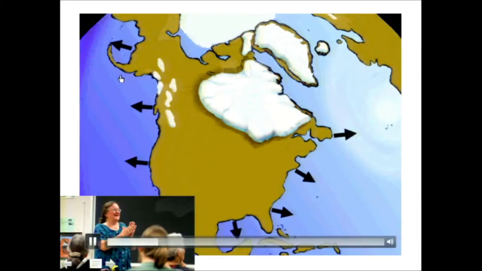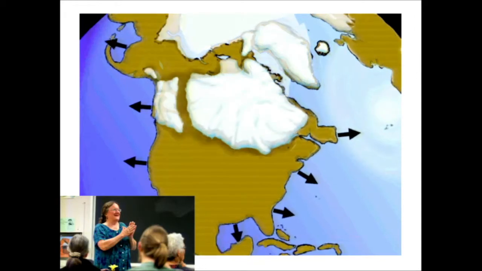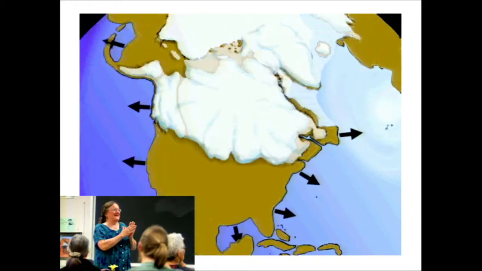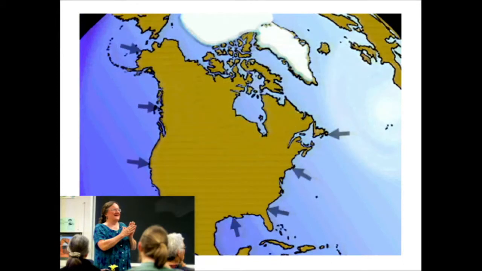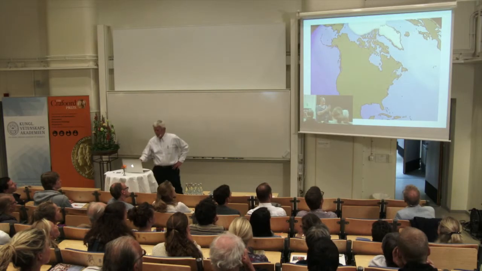Just watch Fennoscandia. You form ice in the northern part of Sweden and Norway. It spreads out over Germany, down onto the Faroes Islands, not quite Europe. The coastlines have changed because sea level has dropped, and you retreat it back very quickly. There's Britain, Iceland, and up in this area.